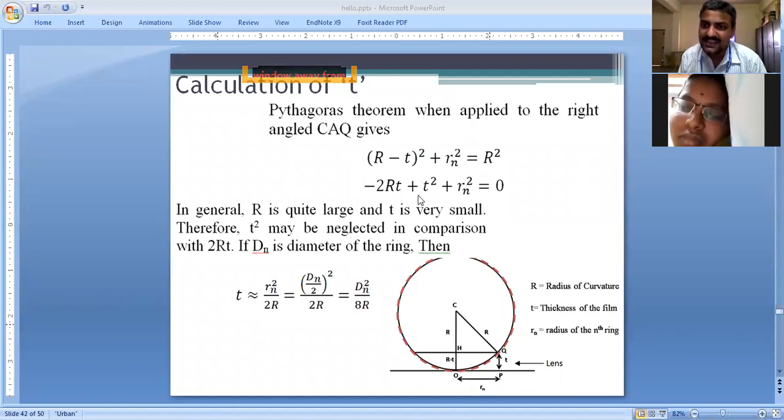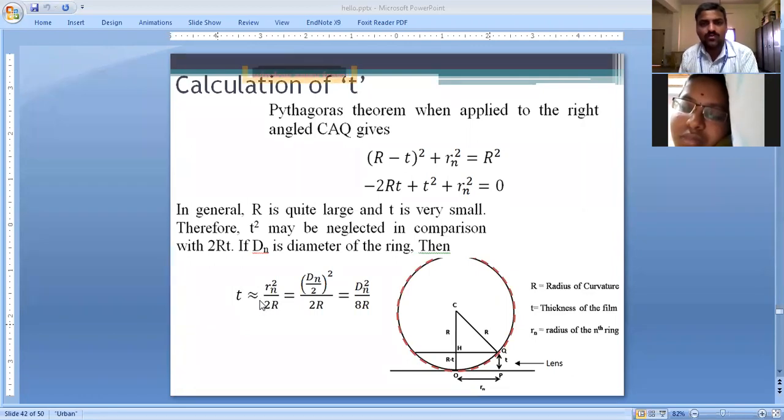So here T itself is pretty small. Obviously T square will be much smaller, so you can simply neglect it when compared with this capital R. Usually capital R is very large, a large radius of curvature. I have already mentioned it earlier. So R is very large and T square is very small. You can drop it, right? Then what you can do is, rn square is approximately equal to 2RT. I said approximately equal, almost very close, because it's a negligible quantity. Or you can write this T as rn square divided by 2R.